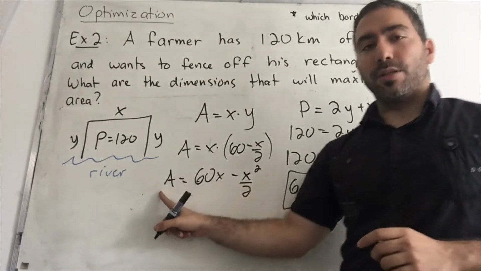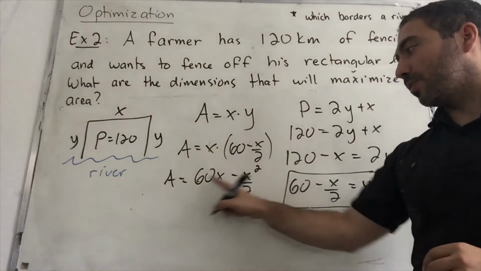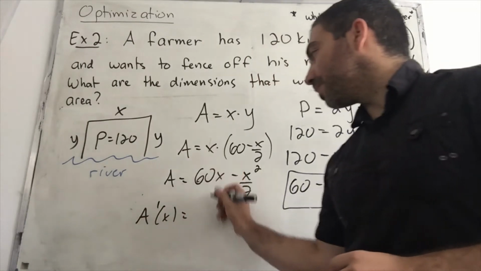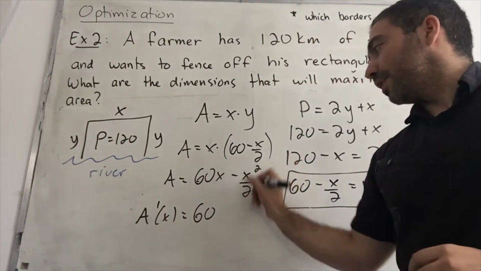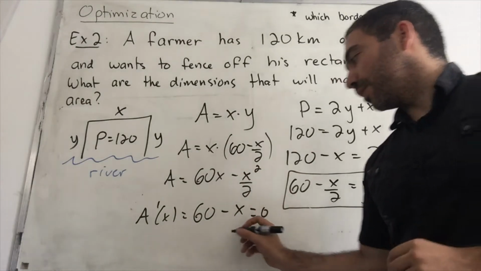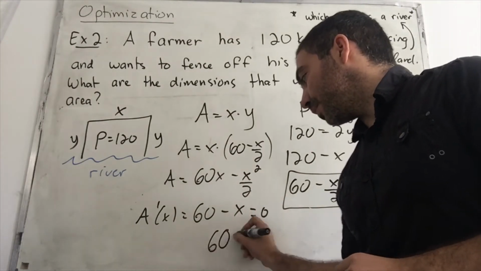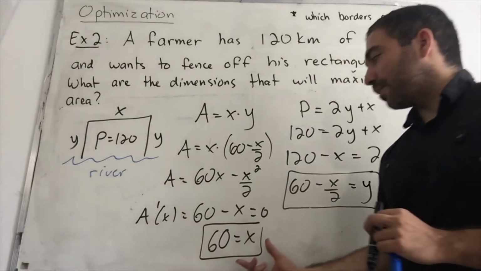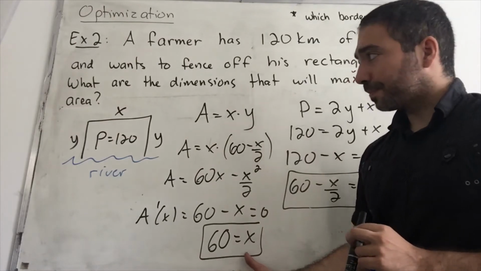And now we go ahead and take the derivative, now that it's expressed solely in terms of x, or a single variable. So the derivative is equal to 60, here it's power rule, minus x. Okay, we took the derivative, set it equal to 0. This means that x is equal to 60. Bring that over, we're done. So we found the value of x, it's equal to 60.